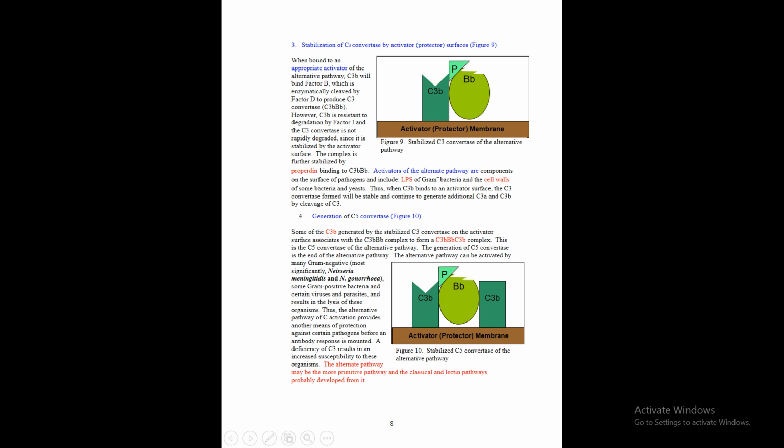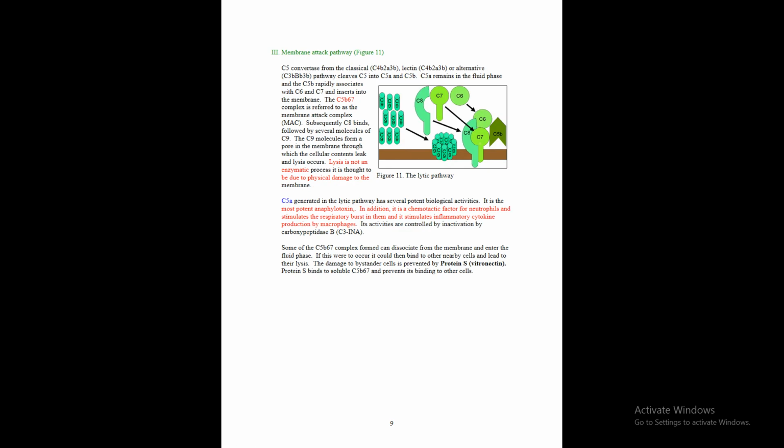This is the structure of C5 convertase. Now, the membrane attack complex. All types of complement activation will end in the formation of the membrane attack complex when it comes on the surface of the antigen, be it a gram-negative bacterium, gram-positive bacterium, or other pathogen.